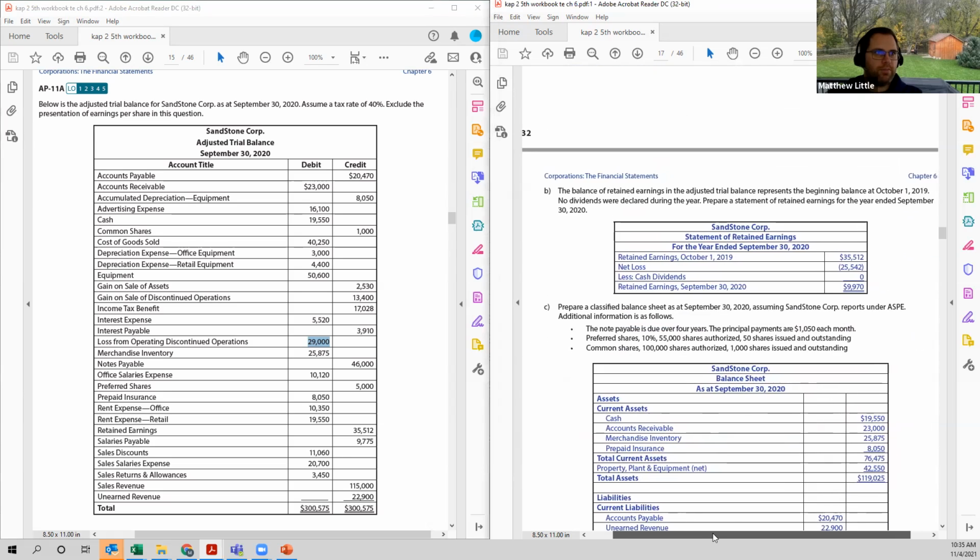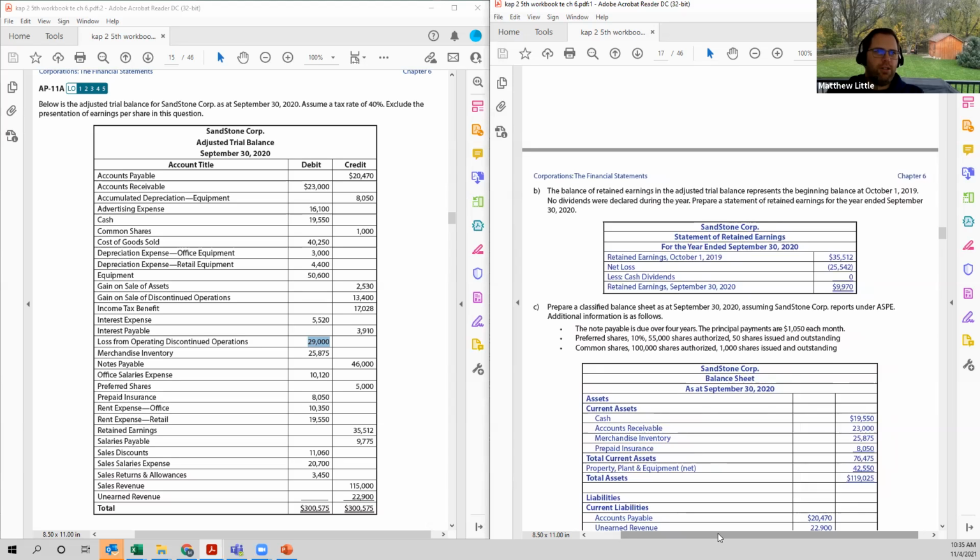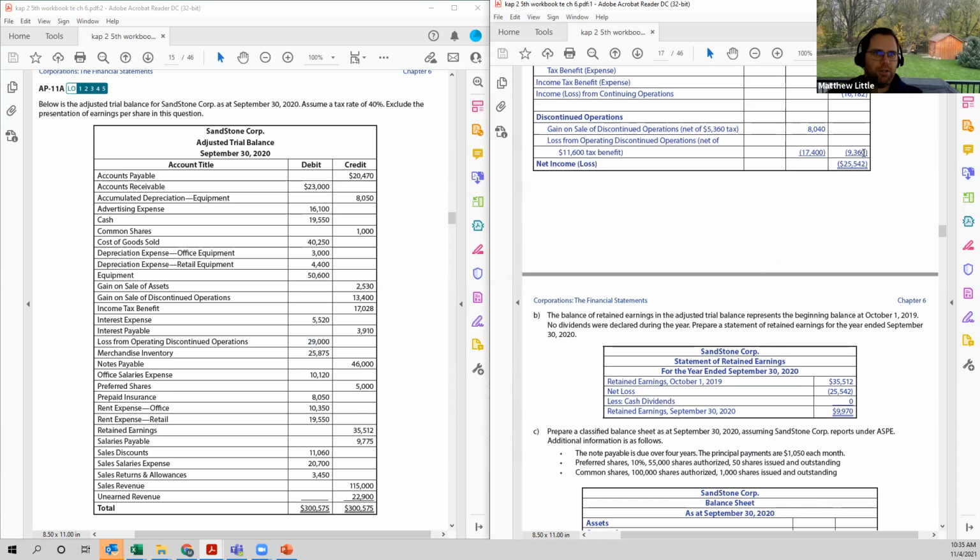Next part says, the balance of retained earnings in the adjusted trial balance represents the beginning balance. No dividends were declared, and let's prepare a statement of retained earnings. So we have our retained earnings of $35,512, pulled from the adjusted trial balance. We have our net loss that we just calculated at $25,542. So our closing retained earnings as of the end of the year, September 30th, 2020, would be $9,970.